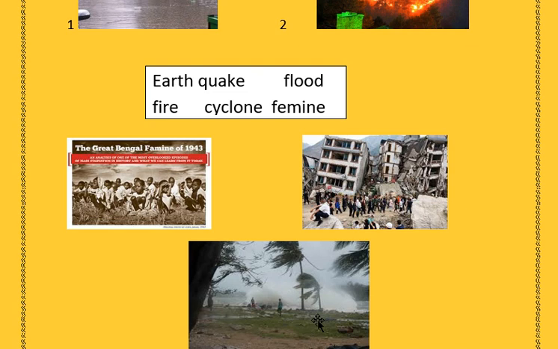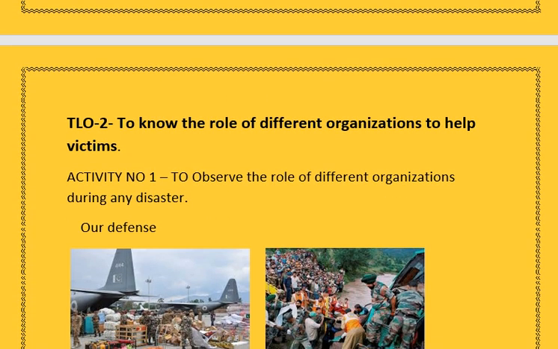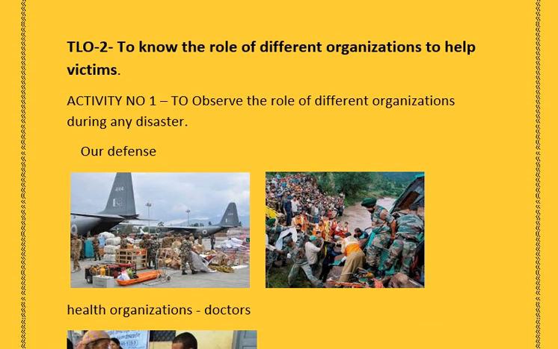So in small sentences you can tell the students about these natural calamities. You can give these pictures to identify with their names. You can give them to match, or it depends on you how you use this activity to find out the assessment of the child. The second TLO is to know the role of different organizations which help during any disaster or any natural calamity.